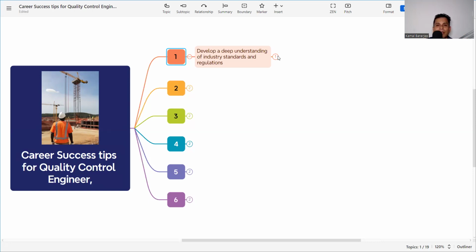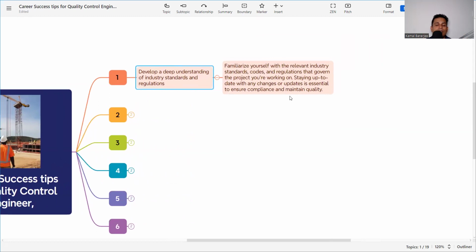The same way, in construction and quality control also, there are certain rules and certain standards and regulations that you need to acquire in order to get success. There is no shortcut for this, as it is impossible to get success in any type of sport, football, cricket, without knowing the rules and regulations. The same way, without knowing the industry standard and regulation, it is impossible to get success in the career space of quality control engineer. You need to familiarize yourself with the relevant industry standards, codes, and regulations that govern the projects you are working on.